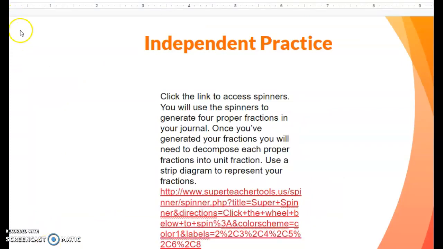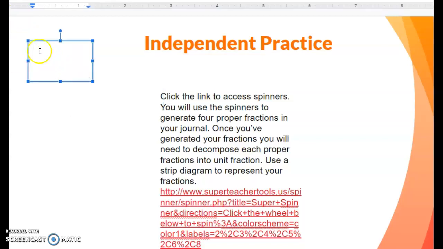And what I will do, I am going to create a text box so you can see what that looks like. So since my numbers were 4 and 5, 4/5 is my fraction. You're going to decompose the fraction that you generate into a unit fraction. And remember, a unit fraction has to have a numerator of 1. So your fraction will be 1/5 plus 1/5 plus 1/5 plus 1/5.